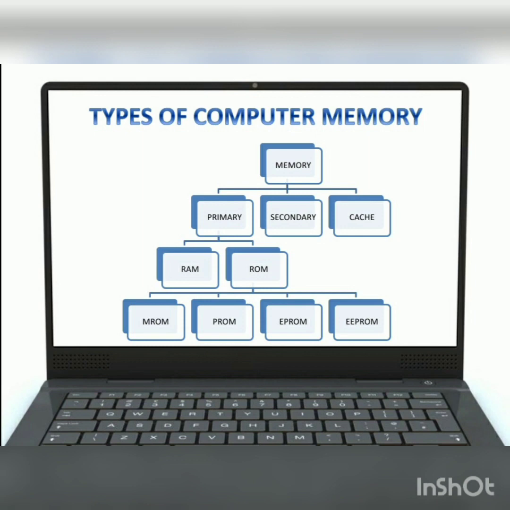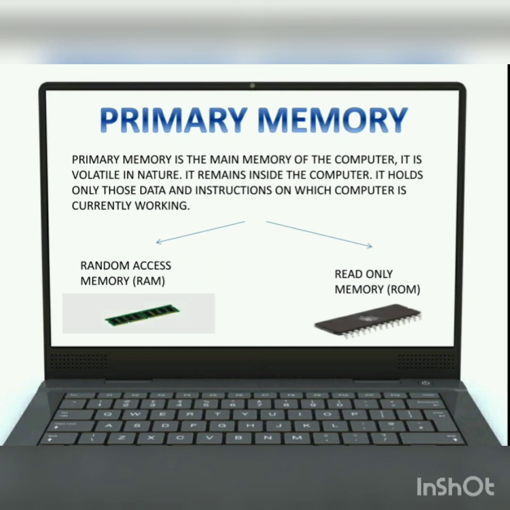Kids, now further ROM is divided into 4 categories. How many categories? 4. That is MROM, next one is PROM, third one is EPROM, and the last one is EEPROM. Today, we are only going to read about the primary memory and its types.